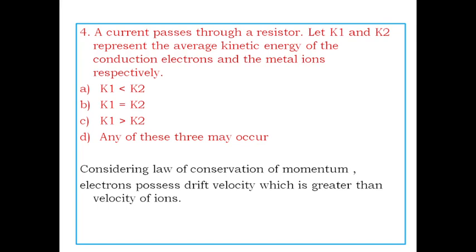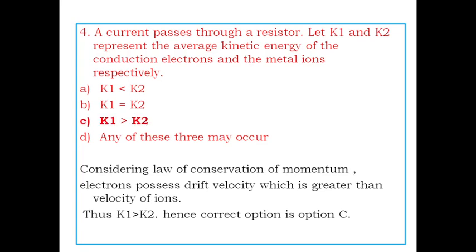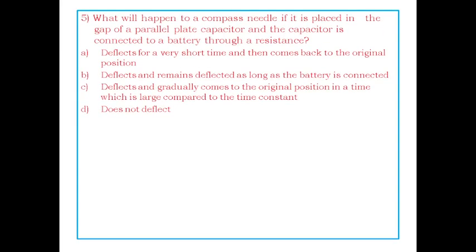Okay, so the velocity of electrons will be greater than the velocity of ions. Keep that point in mind. Based on that, we can say K1, that is for the electrons, is greater than K2. So option C would be the answer for this question. Now let's move on to the next question.